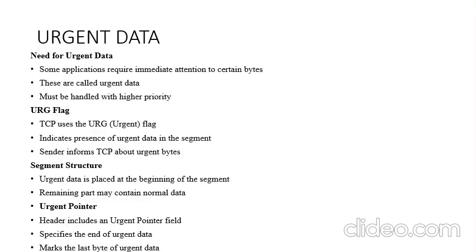And the next is the URG flag, that is urgent data. So some applications need to send data that requires immediate action from the receiver, interrupting any remote processes. In such a case, TCP uses the URG flag. The main purpose of the URG flag is to indicate the presence of urgent data in the segment.